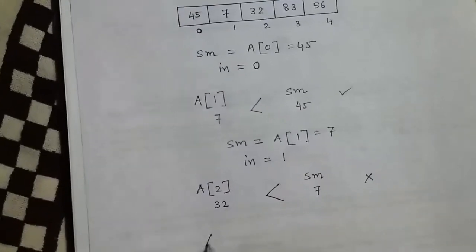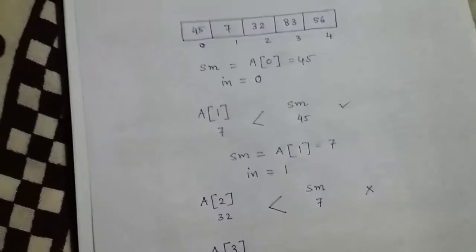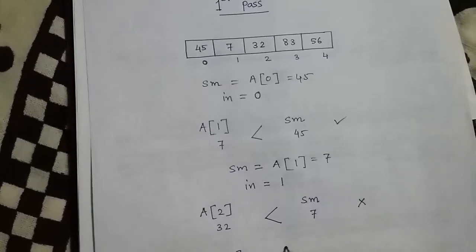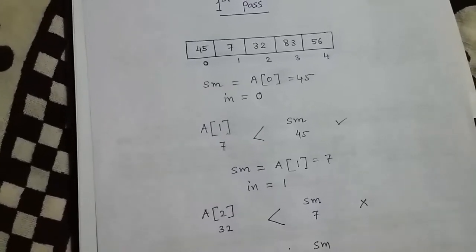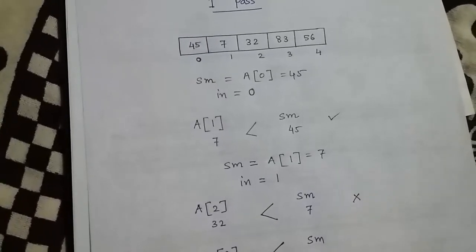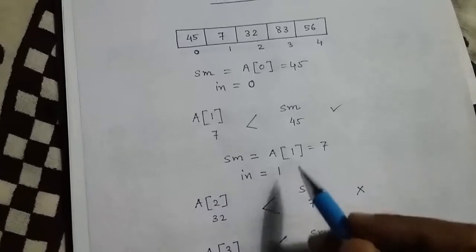Now the next element a of 3 will come. So a of 3, which is 83, and sm is 7. So is 83 less than 7? No. So the value of sm will remain unchanged.